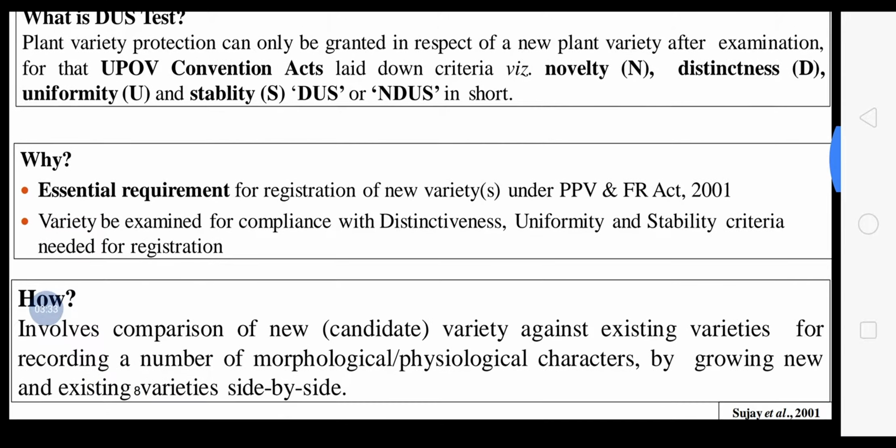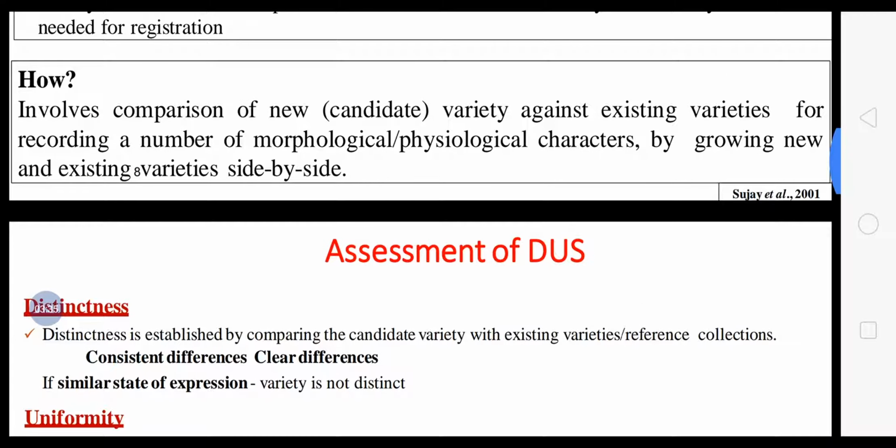So the next question is how the DUS testing is conducted. The test involves comparison of the candidate variety against existing varieties for recording a number of morphological or physiological characters by growing new and existing varieties side by side. Here, candidate variety refers to the variety which is under test, means the new variety in which we are interested and we are comparing to already existing varieties.